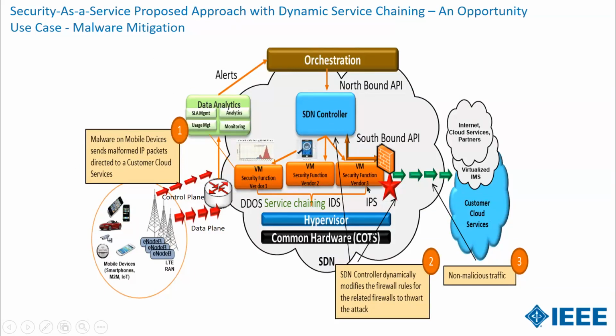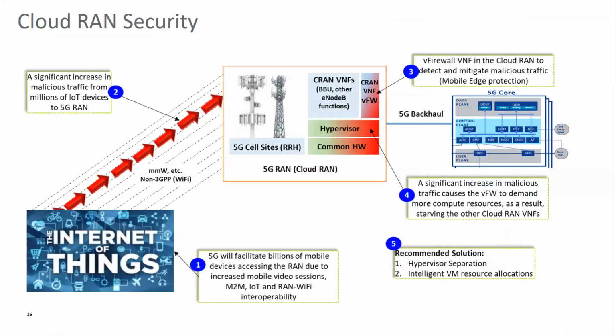And after that, you turn on your firewall, and then you stop the attack. So if there is somebody attacking on the control plane or data plane, you have the ability to detect and do closed loop automation and quickly stop that, right? So now, that's an opportunity, right?